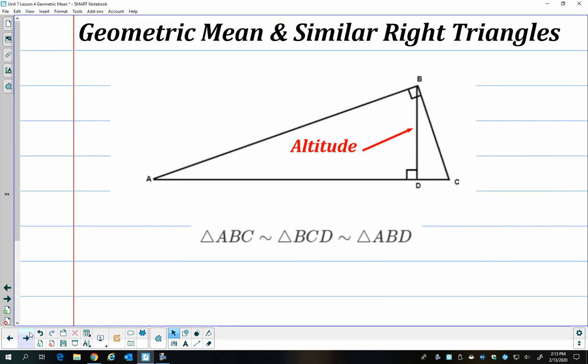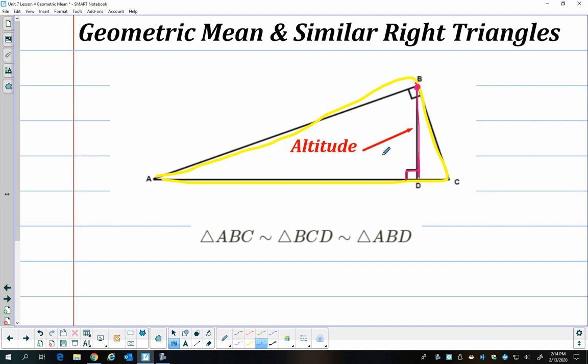So now let's talk about similar right triangles. And we have this special case scenario where if we have a right triangle, so I have this big right triangle ABC, this big guy. And then I have what's called the altitude. So if I have the segment in this right triangle that starts at the vertex that's 90 degrees and is perpendicular, making right angles, to the hypotenuse, that's called the altitude.